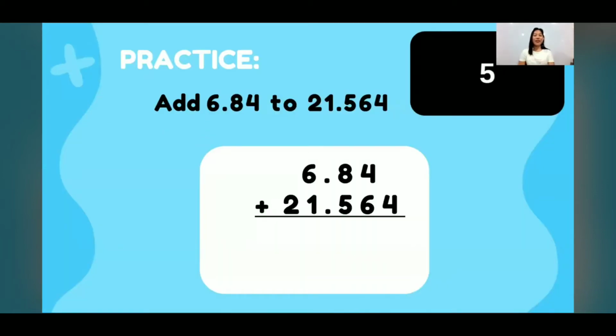Okay. First one, add 6 and 84 hundredths to 21 and 564 thousandths. Your timer starts now. Don't forget the 3 steps. Write down, put in zeros, add.